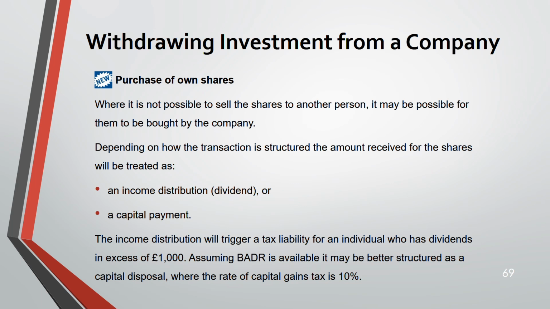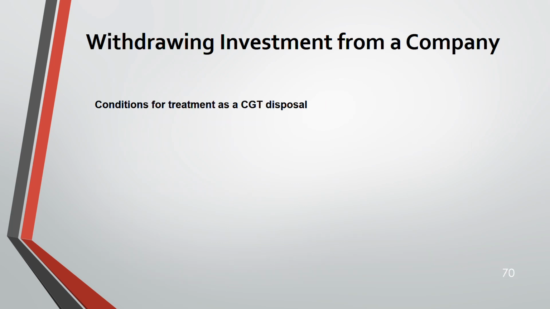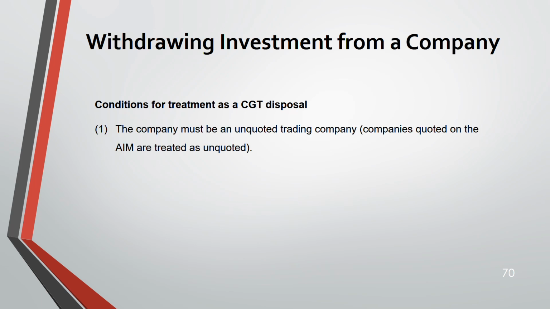If you are having business asset disposal relief, it is better to structure it as a capital disposal, because your capital gain will be taxed at 10%, which is lower than the dividend rates. Now, there are some conditions you need to meet for it to be treated as a CGT disposal rather than dividend. These conditions could be asked in ATX. Make sure that you go through all of them.